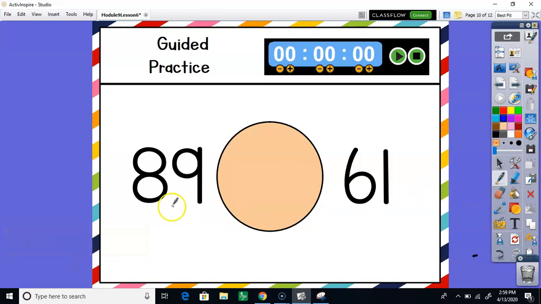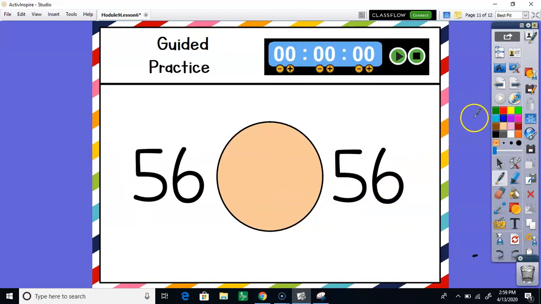Okay, I hope you practiced. Here's what you should have done. So 8 and 6. 8 is bigger than 6, so 89 is greater than 61. Here's another one for you.